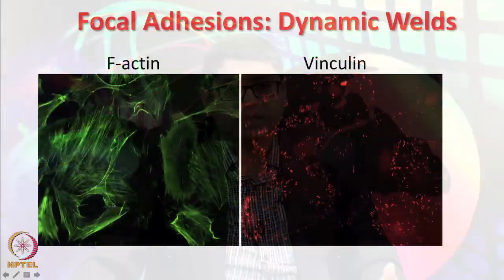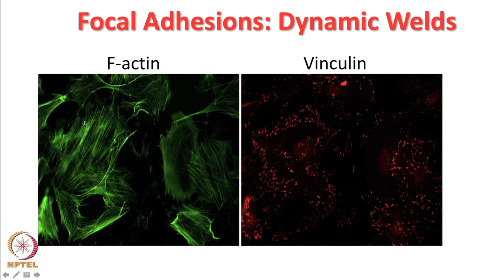And finally, you have focal adhesions or dynamic welds. So, this is a picture I had earlier shown of cells stained for F actin. Underneath each cell you have these red dots. These are the adhesions, the positions at which the cell is physically connected to the substrate or the extracellular matrix. Once again, for the cell to be dynamic, these adhesions are also dynamic in a way that they constantly turn over.